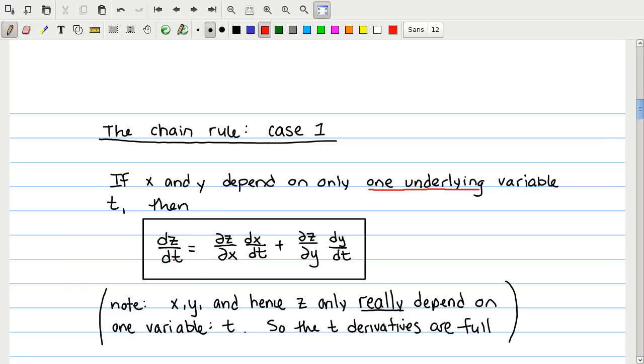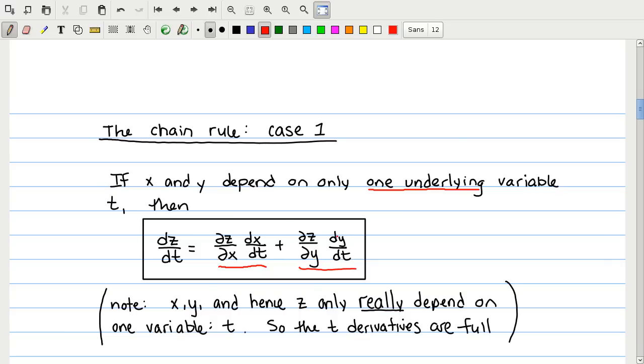So dz/dt is given by the rate of change of z with respect to x times the rate at which x itself is changing with respect to t. So here's the contribution to the rate of change of z from x changing, plus this additional term, the rate of change of z with respect to y times the rate of change of y with respect to t. So the contribution to z from y changing.